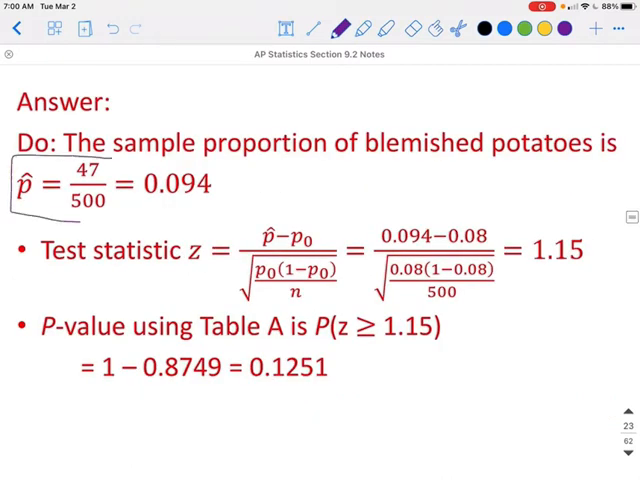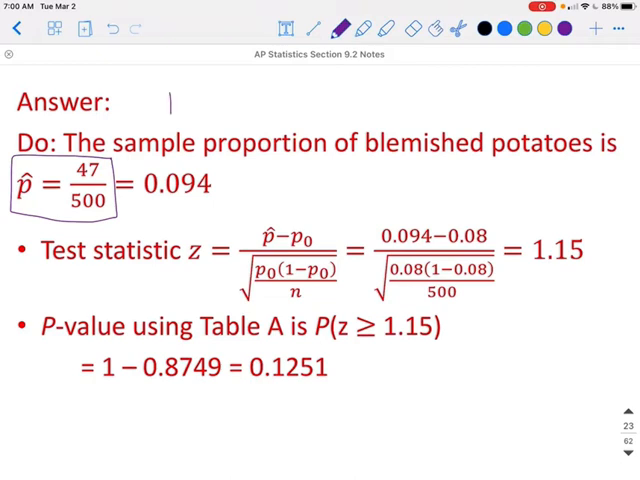So from our sample, we know that 47 out of the 500 were blemished, which is 0.094. You are going to do your test statistic, or your z value. If you want, you can find the standard deviation by itself first and then plug it in, since it's basically just x minus mu all over sigma, or you can do it all at once. So we know our p hat value is 0.094 minus our null hypothesis proportion of 8% all over the standard deviation, and that's going to give us a z value of 1.15.